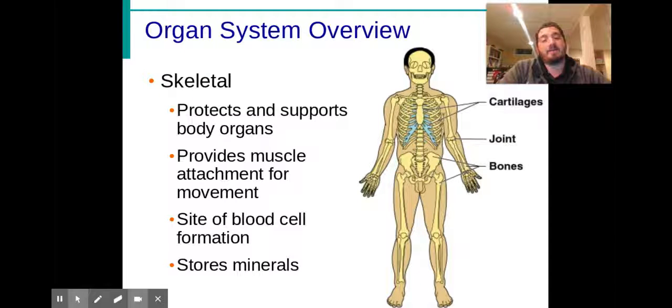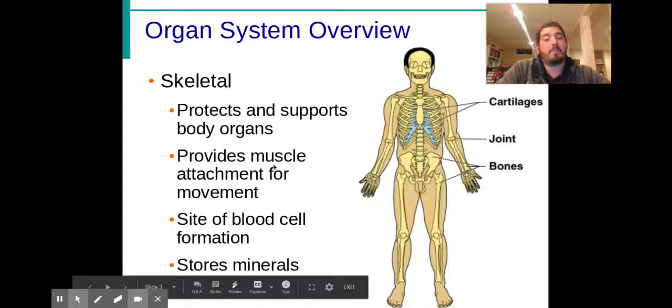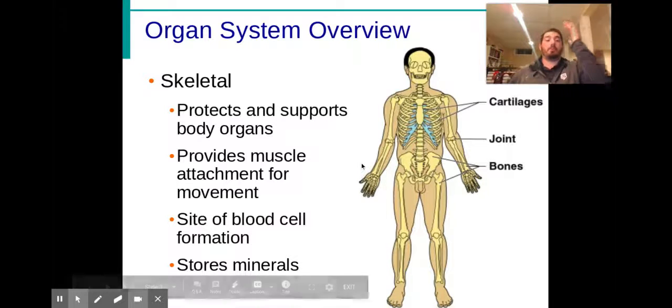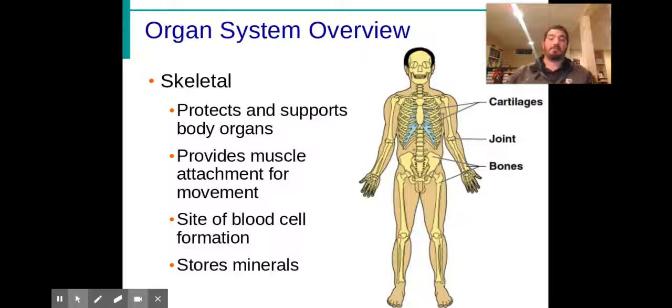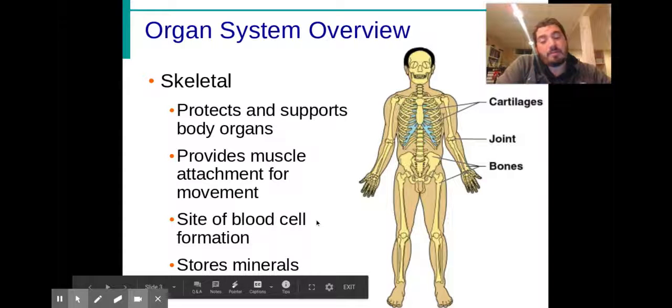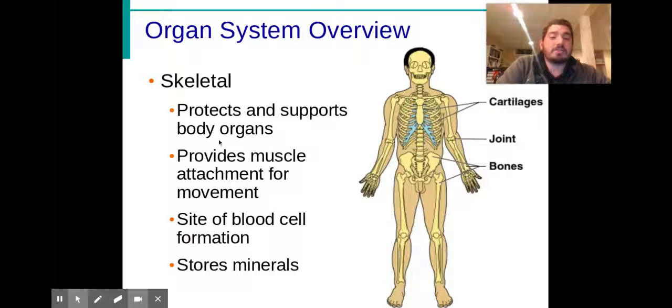These bones also provide spots for our muscles to attach. Our muscles wouldn't be able to move if they didn't pull against our bones to make them move up and down. And another really important one that we don't think about often, at first at least, is that this is where our blood cells are made. Your bone marrow inside the bone actually creates blood cells. So that's our skeletal system.